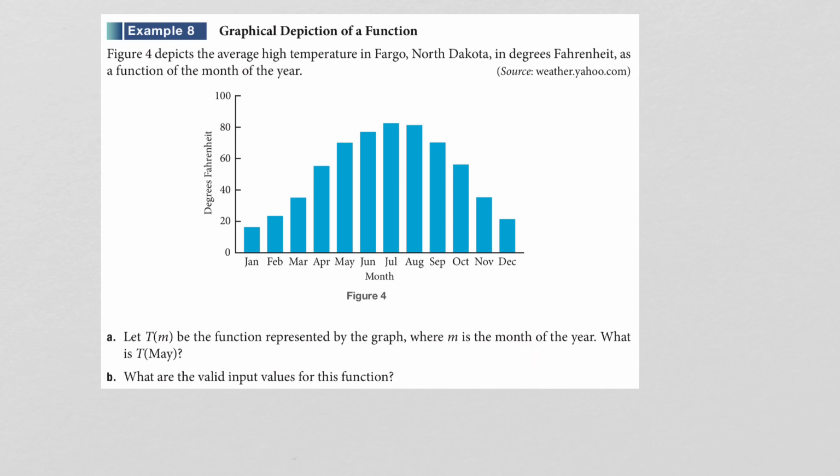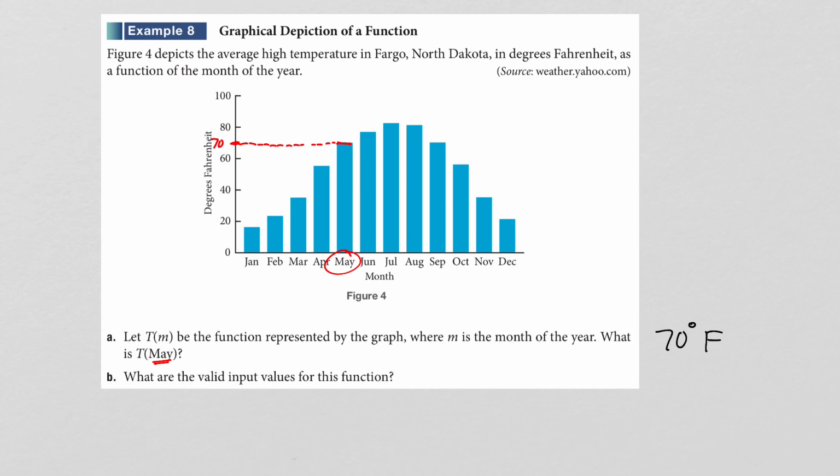So in part A, they ask you, what is T of May? So one thing I want to point out here is notice that for this function, you're not actually plugging in a number for your independent variable. Your independent variable in this case is a month of the year. So all they're asking here is, what is the average temperature in May? So I identify May on the graph, and if I go up to the height here and take that directly across, it appears that the average temperature in May is somewhere around 70 degrees Fahrenheit. Okay, so that's going to be the answer that I give, 70 degrees Fahrenheit.